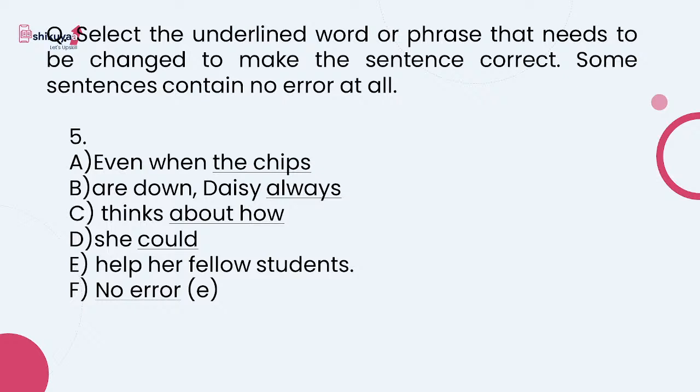That is also possible. So the given sentence is, even when the chips are down, Daisy always thinks about how she could help her fellow students. Okay, I'm repeating the sentence. Even when the chips are down, Daisy always thinks about how she could help her fellow students. So students, I'm giving you 10 to 15 seconds for solving this question. Go fast and try to solve this question and mention your answer in the chat box. Be fast, students, be fast.